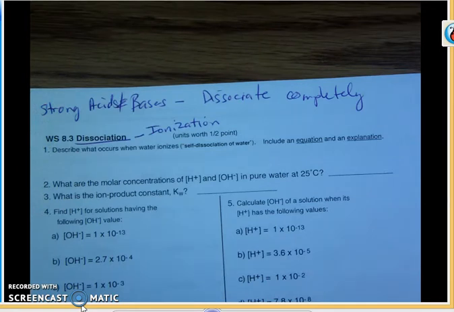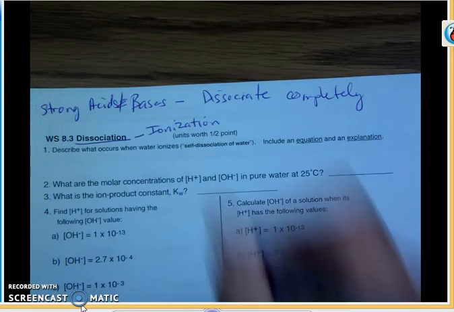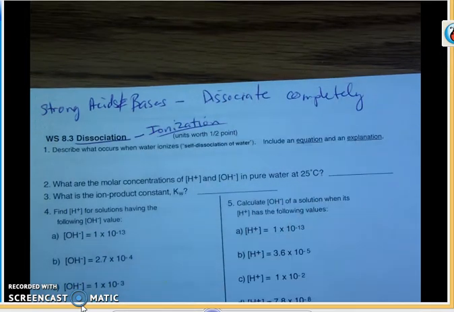So weak bases and weak acids only partially dissociate. Keep that in mind. Not all of them will dissociate. That's why they're weak. They don't produce as many ions, and therefore they are weak acids and weak bases.